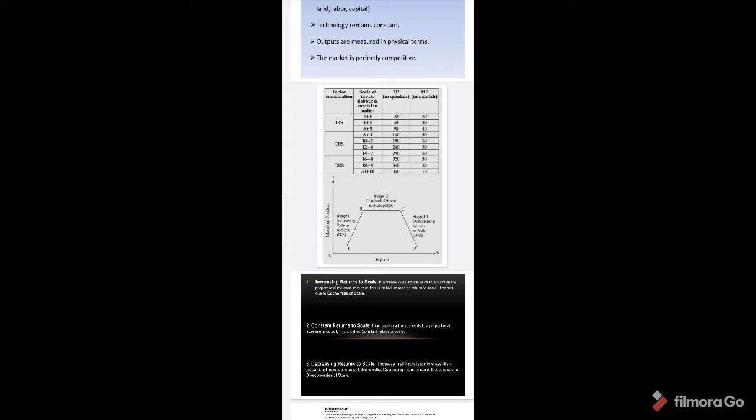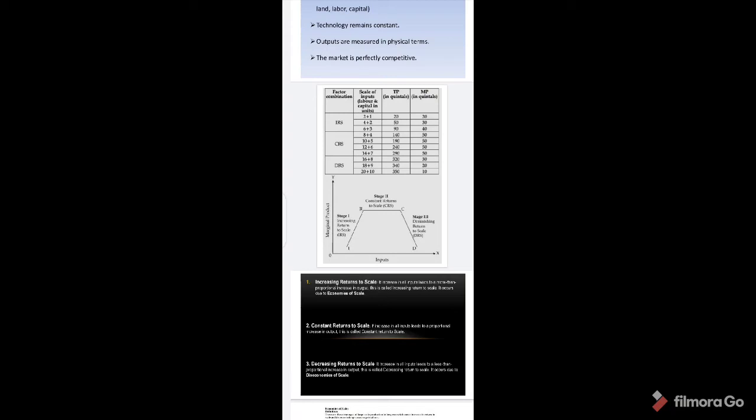And from R to C, it is representing the stage 2, which is constant returns to scale. As we can see in the below slide, constant returns to scale states if increase in all inputs leads to a proportional increase in output, this is called constant returns to scale.